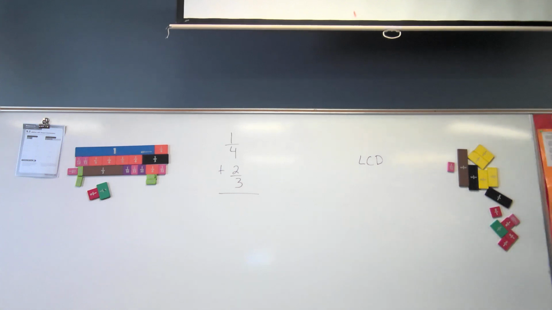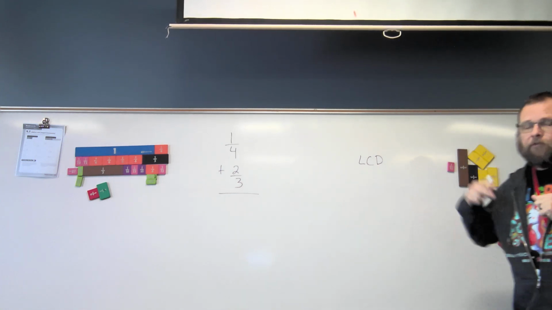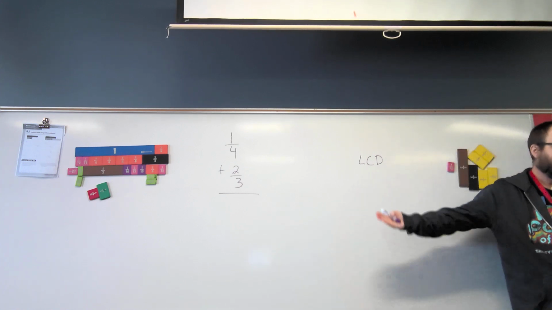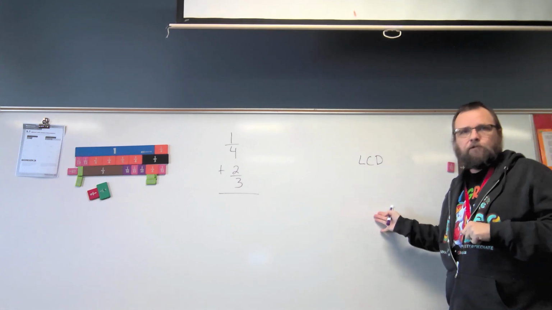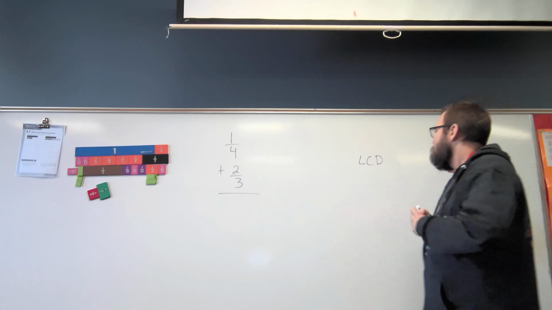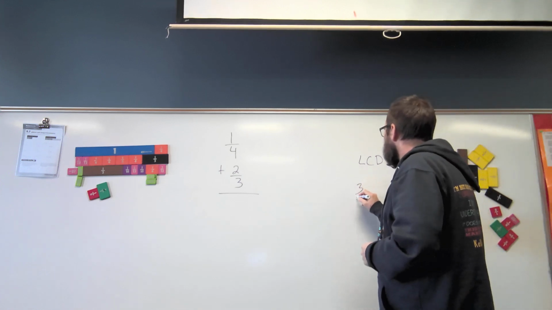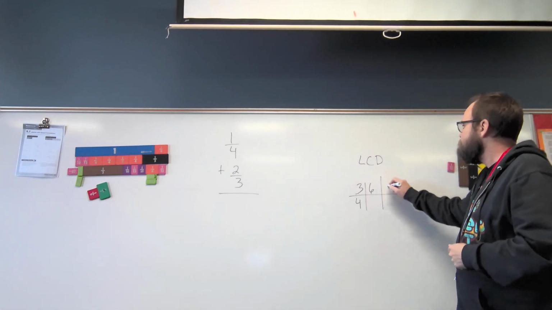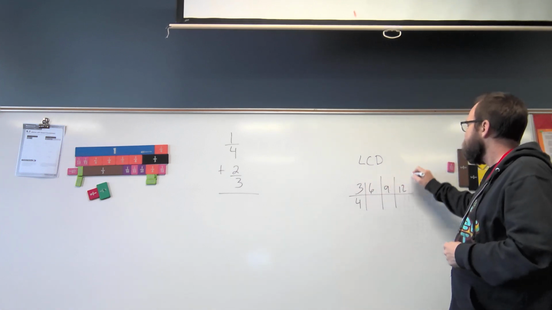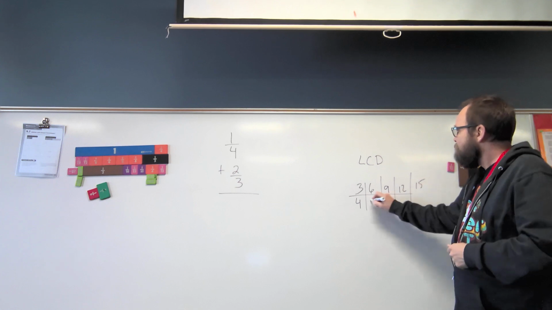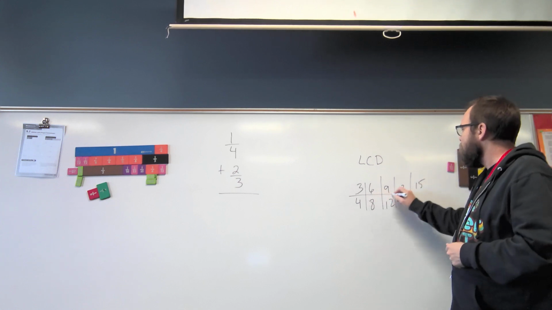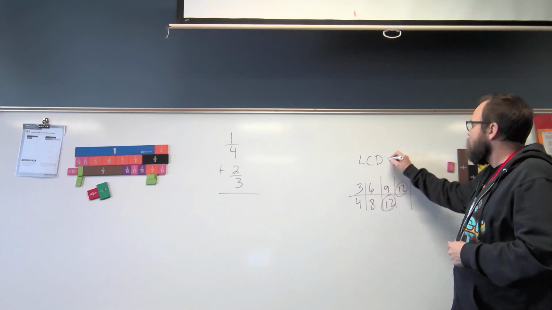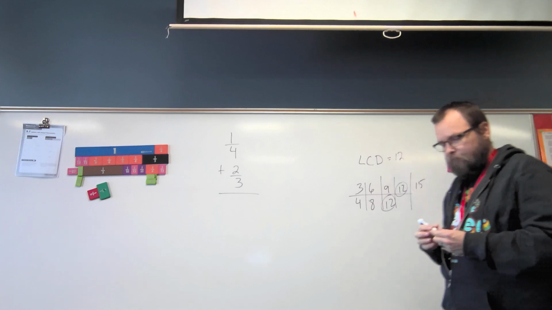Now, if you have a multiplication chart, you can look at the row that starts with 3 and the row that starts with 4 and find the first number that shows up in both. So it would look something like this. Here's our row with 3 and our row with 4. 4, 8, 12, and look here, our least common denominator is 12.